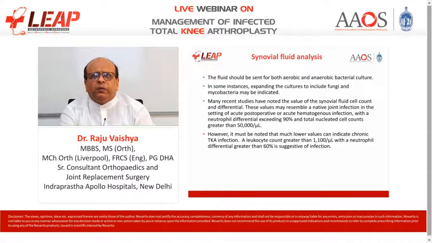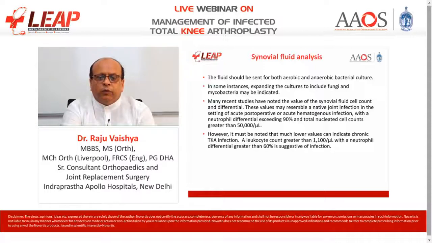Many recent studies have noted the value of synovial fluid count and differential counts, and these values may resemble a native joint infection in the setting of acute postoperative or acute hematogenous infection, with a neutrophil differential exceeding more than 90% and total nucleated cell count of greater than 50,000 per liter indicating infection. However, it must be noted that much lower values can indicate chronic total knee arthroplasty infection, and a leukocyte count greater than 1,100 with a neutrophil differential greater than 60% is suggestive of infection.